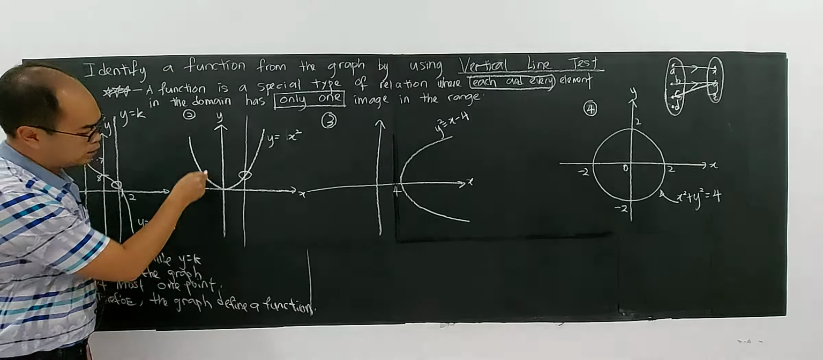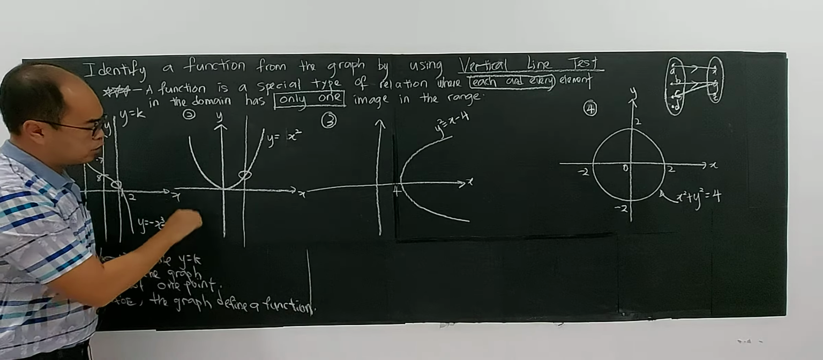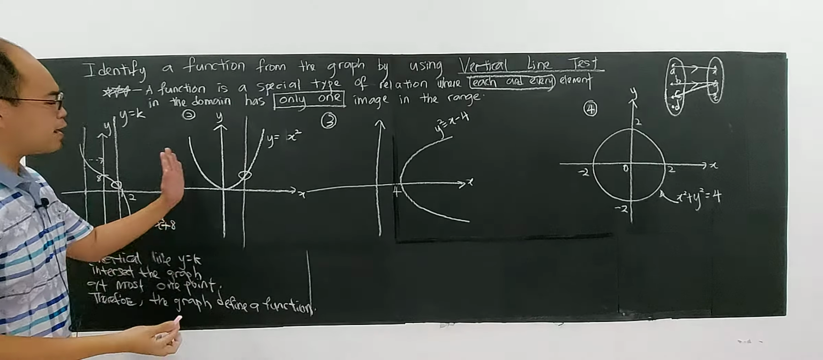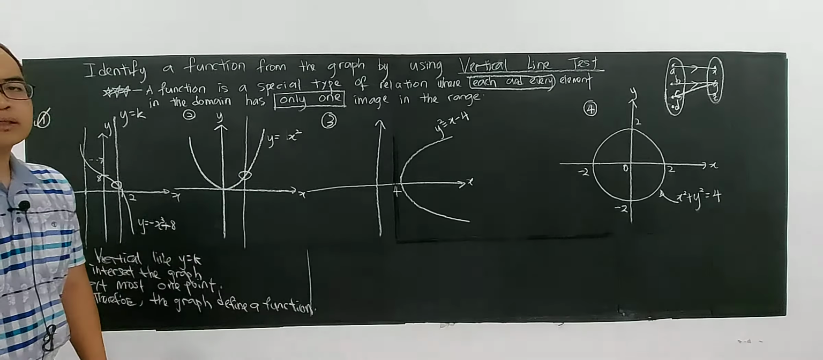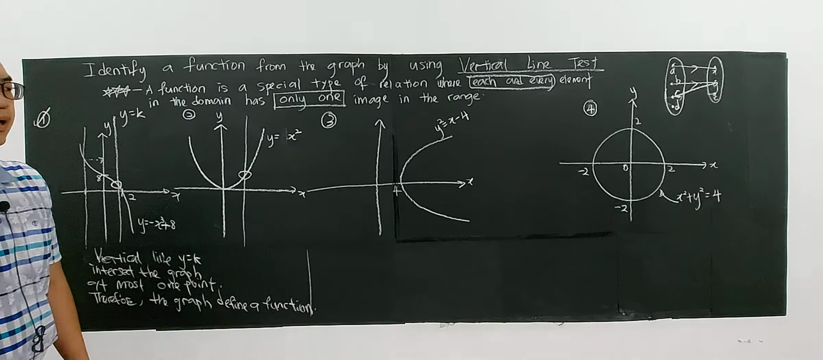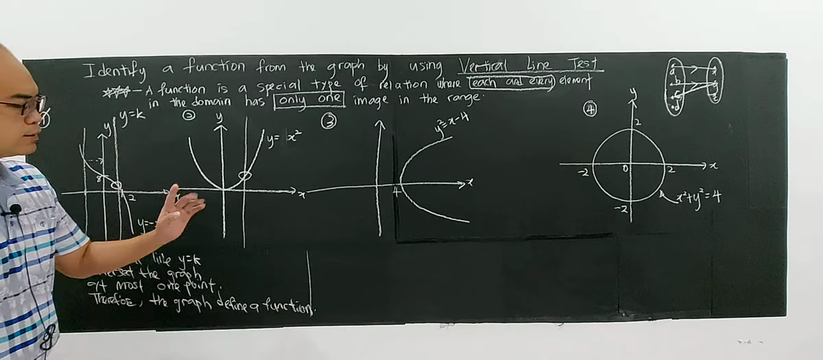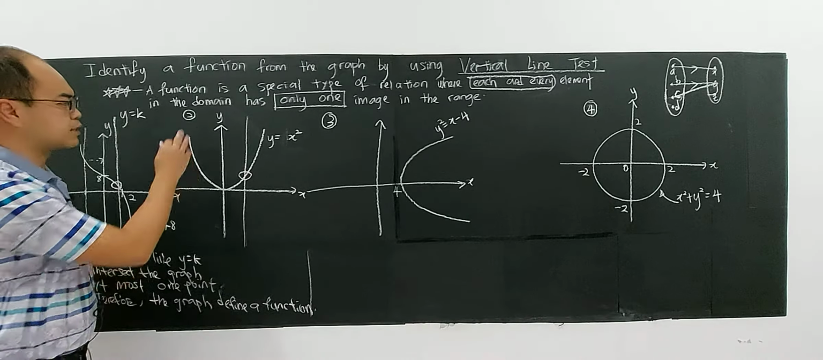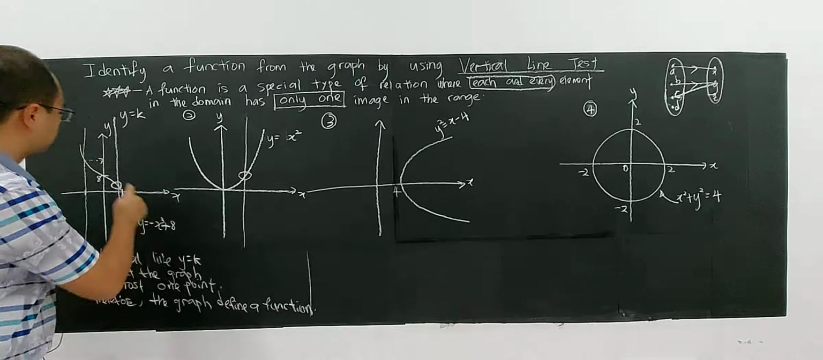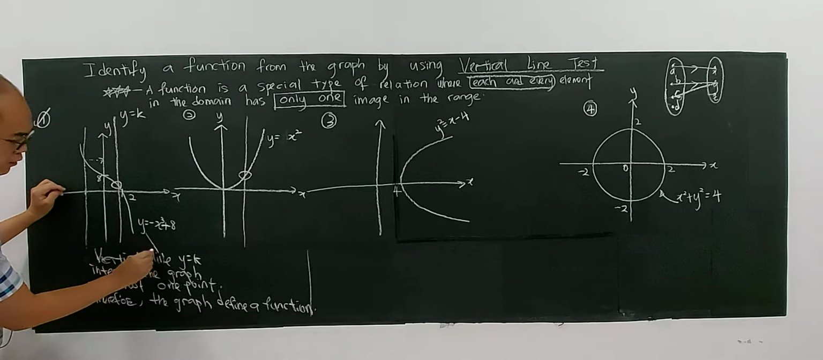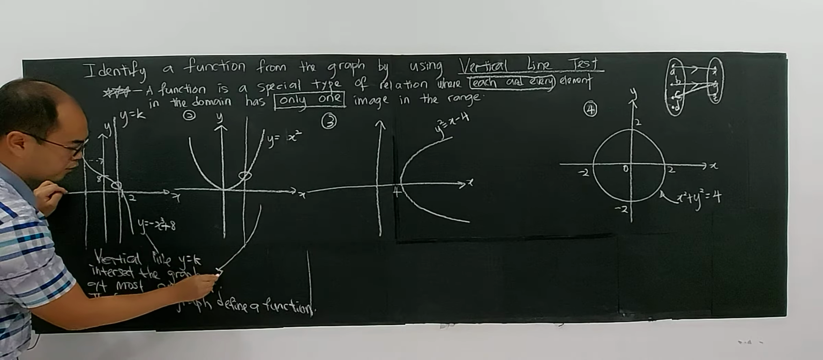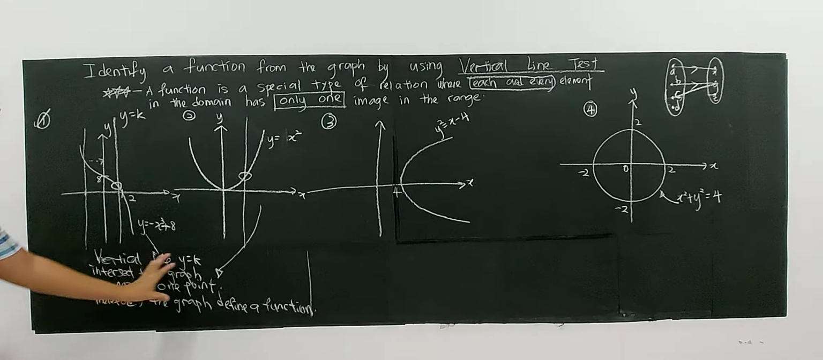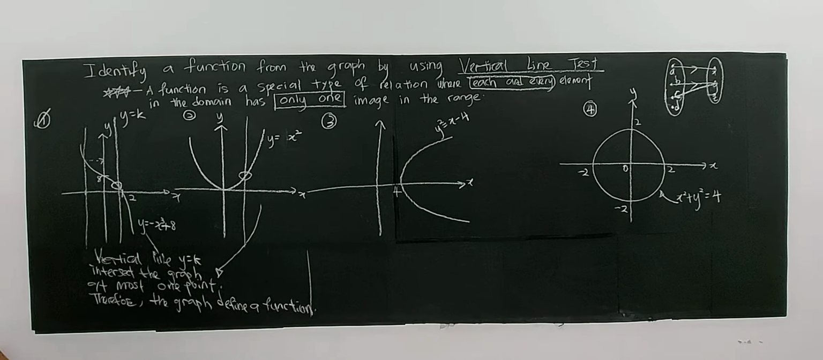If I draw a vertical line here, it intersects at one point. Everywhere, you only intersect at one point. So with this test, once the line intersects the graph at most one point, we can say that this graph is a function. So this is also a function, and this graph is also a function. You will use the same sentence here. So the vertical line test, right?